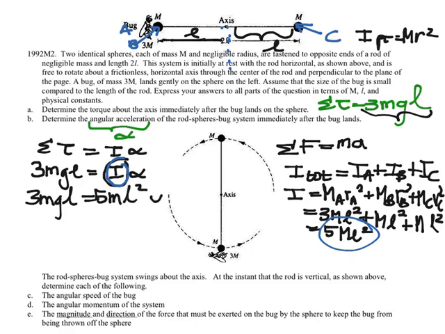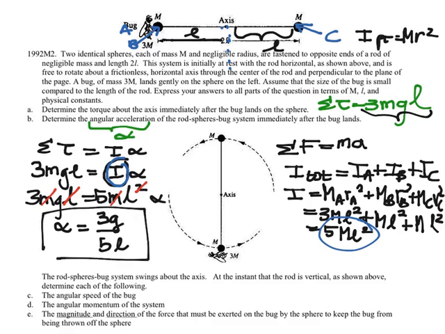Okay, and we can see our m's will cancel out, and one of our l's will also cancel, and we end up with alpha is equal to 3g divided by 5l. Okay, so that's part B.